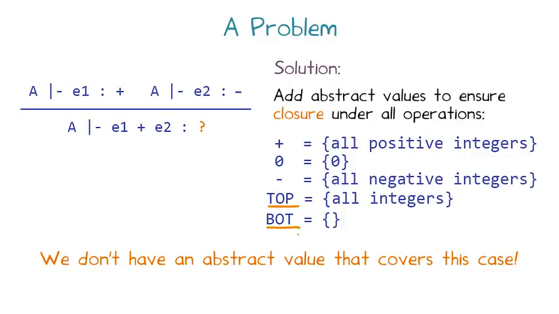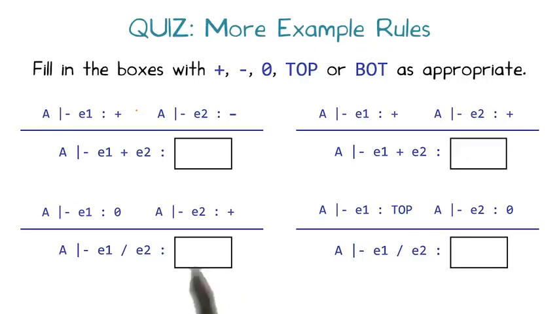A subclass in an object-oriented language is an abstract value that represents a subset of concrete values represented by its superclass. Similarly, all of the abstract values in this example represent subsets of the abstract value top and supersets of the abstract value bottom. For this quiz, let's try to determine the appropriate abstract value for the conclusion in each of the following inference rules.